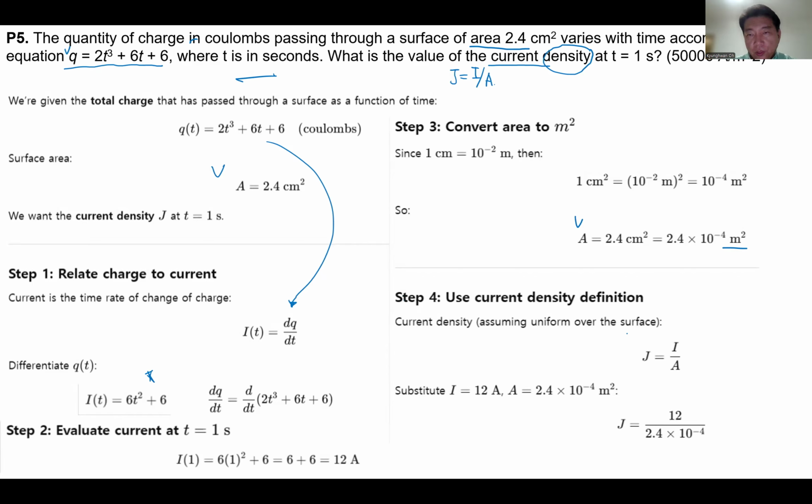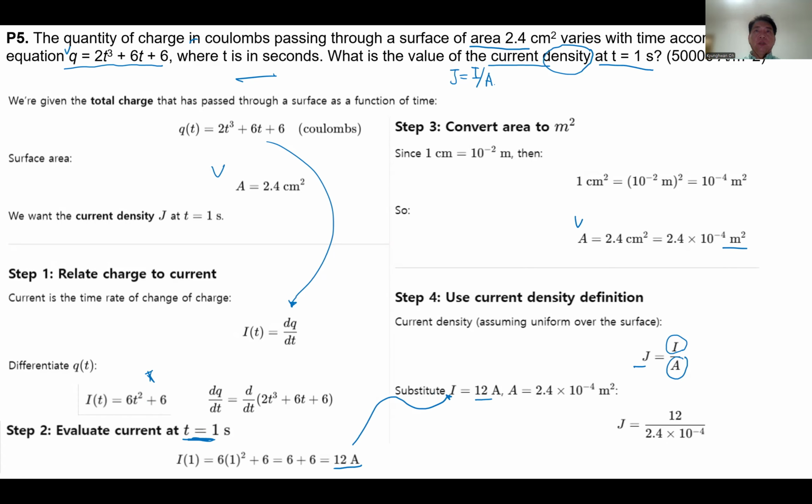And then current density is given by, J is given by I over area. Okay, so we have 12 ampere at t equal to 1. Note that if you just plug in t equal to 1, you get 12 ampere. That's the value we need to plug in, because the problem asks what is the value of the current density at t equal to 1 second? So this value should be used for our calculations. And then we get the current density.